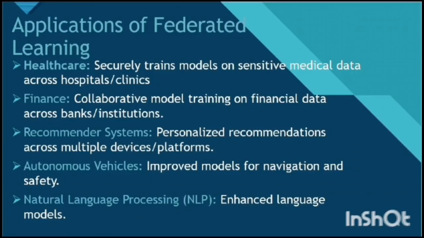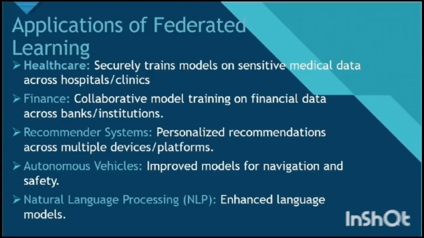The first one is healthcare. It securely trains models on sensitive medical data across hospitals or clinics. The second one is finance. Collaborative model training on financial data across banks or institutions. And the third one is recommender systems. Personalized recommendations across multiple devices or platforms.